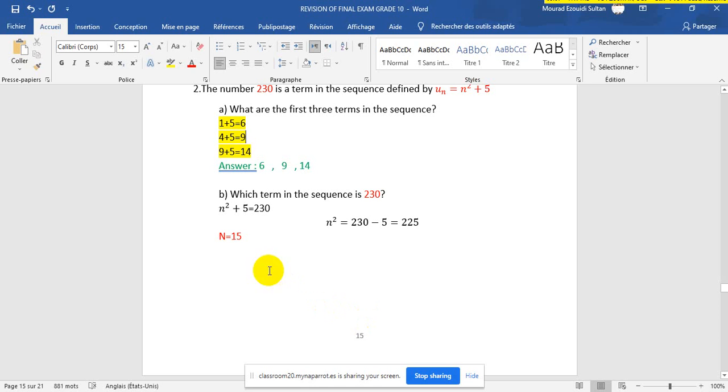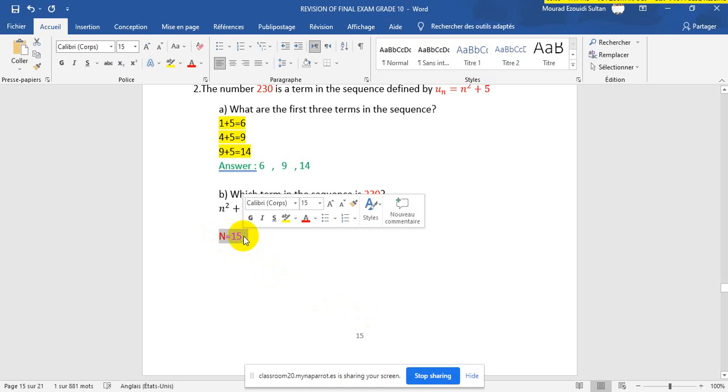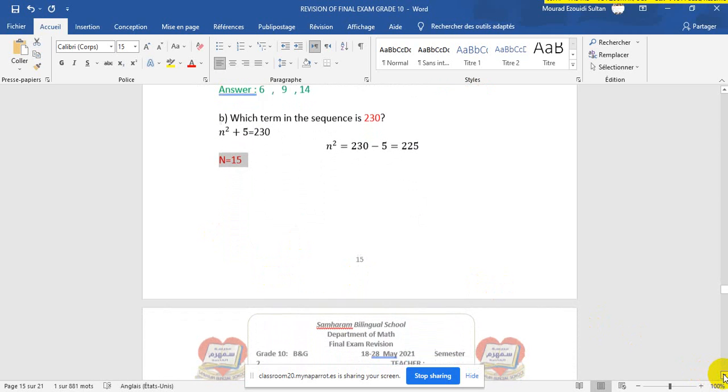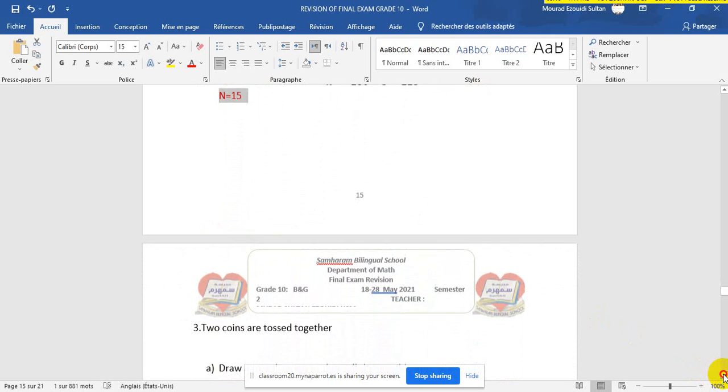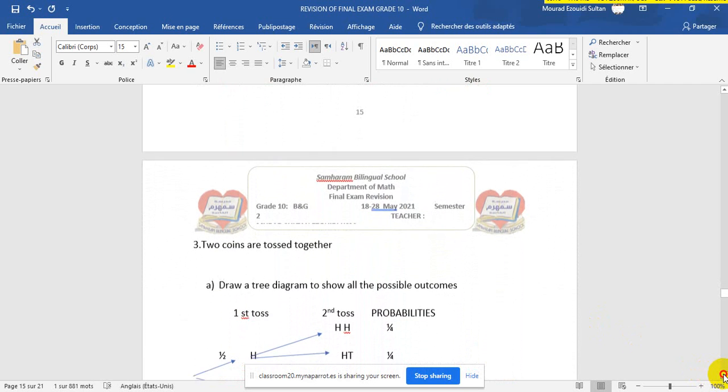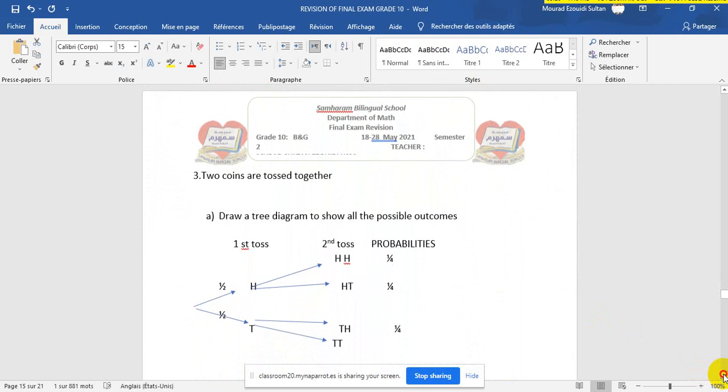So we found that n is equal to 15. The next question, my daughters: two coins are tossed together.